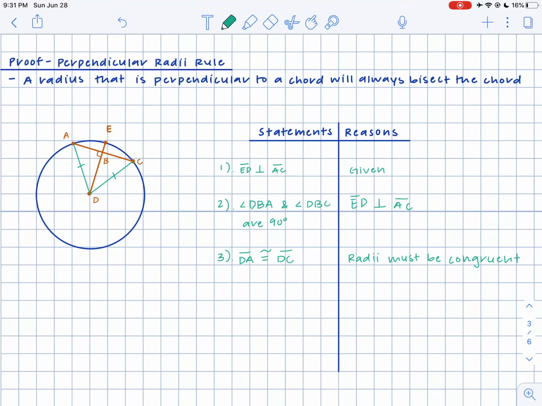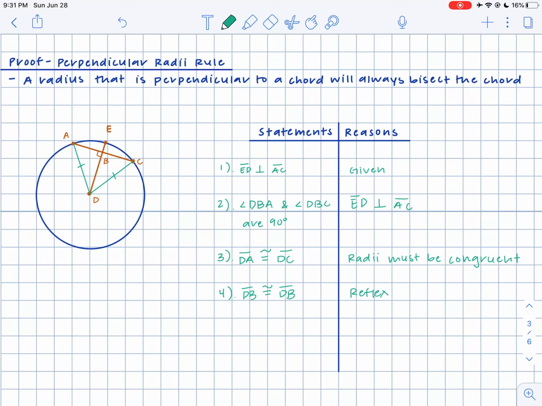Okay, so now what else can we conclude? We want to try to find other things that are congruent to each other. So DB, we can say segment DB is congruent to itself.